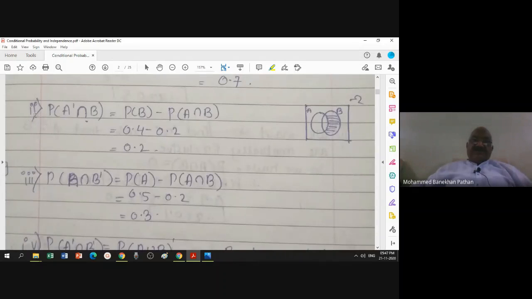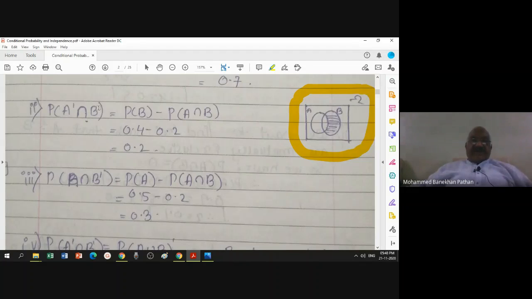Second bit, probability of A dash intersection B. We don't have a theorem for intersection. Take the help of a Venn diagram. This is your Venn diagram. Entire square is omega. Draw the two circles connected with visible intersection. Call one circle A, the other circle B. This square is labeled as omega.